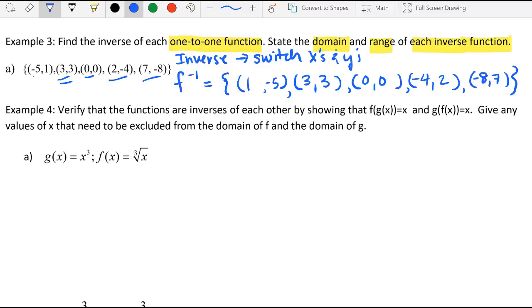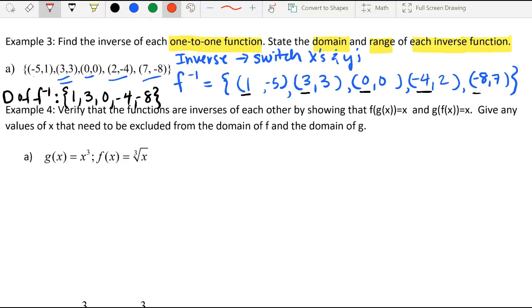Then it went on and said to find the domain and range of the inverse. I should give myself more space, but I don't have any, so we'll make the best of it. Domain of f inverse, that's the notation for the inverse. The domain is a set of all x values, or your first input. So this is all the domain here. I'm just going to write 1, 3, 0, -4, -8, and close that up.